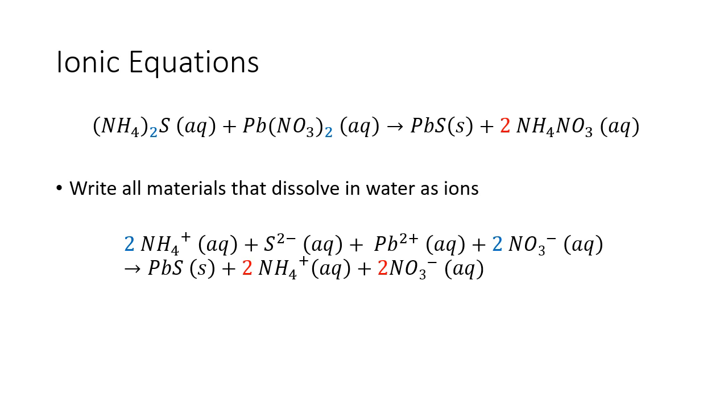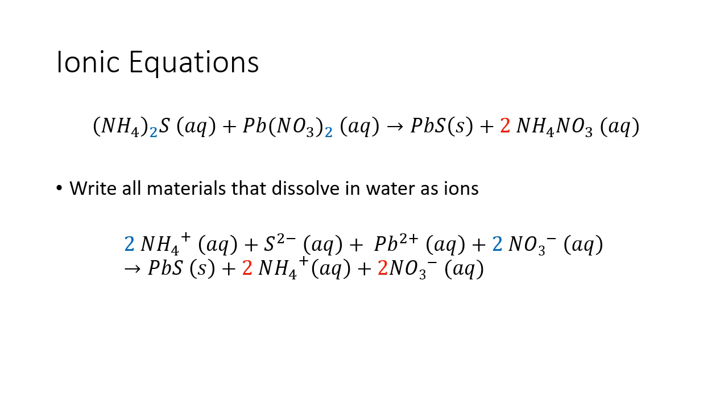For example, if we mix ammonium sulfide with lead 2 nitrate, we make lead 2 sulfide solid and aqueous ammonium nitrate. Ammonium sulfide, lead 2 nitrate, and ammonium nitrate all dissociate into ions, so we can rewrite the equation to show the ions in solution. To keep the equation balanced, we need to take the following into account.